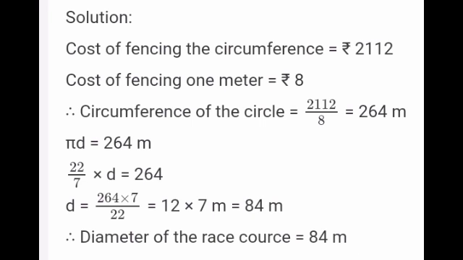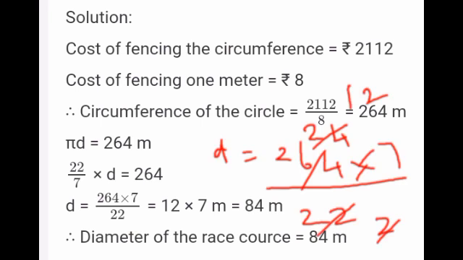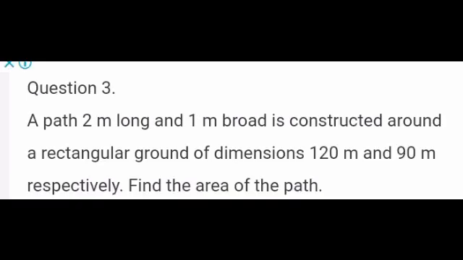The question is we have to find the diameter. So, we can use the formula pi d equal to 264. Substitute the value of pi, 22 by 7 into d equal to 264. D equal to 264 into 7 divided by 22. Cancel it by the 11 table. We get the answer 12 into 7 equal to 84 meter. Therefore, the diameter of the race course is 84 meter. Listen to the next question.